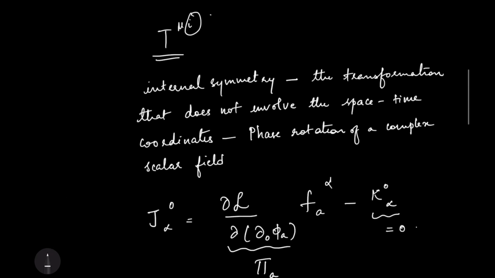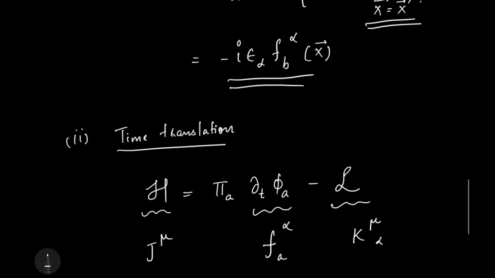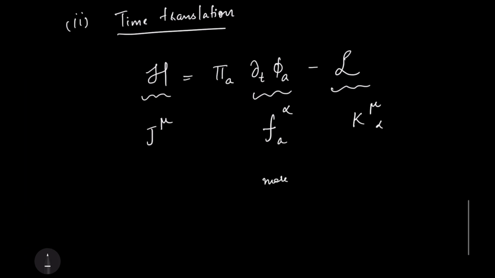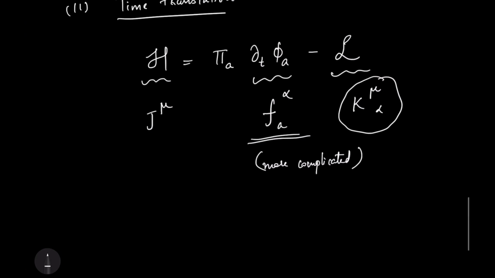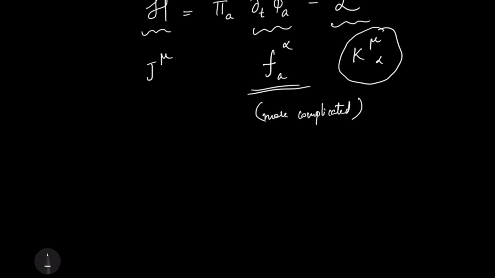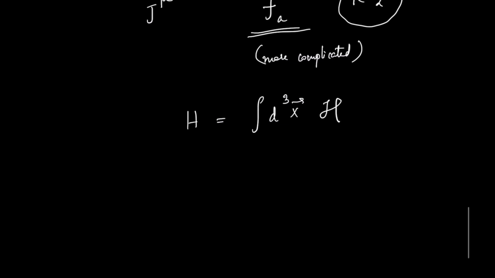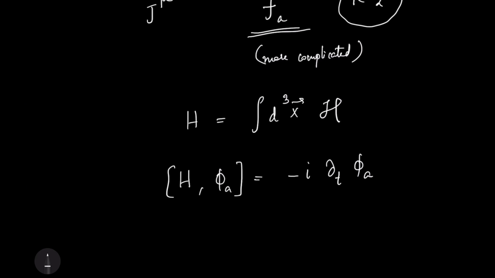So the first case was a limited case, but here the second case is much more complicated, because here you have a non-zero K and a transformation which involves the time derivative of the field. And the conserved charge here will be the Hamiltonian H, because that is the integral of the Hamiltonian density. So by definition, the Hamiltonian acting on any field, the commutator will be minus i times the time derivative of phi a. This is the time transformation of fields.